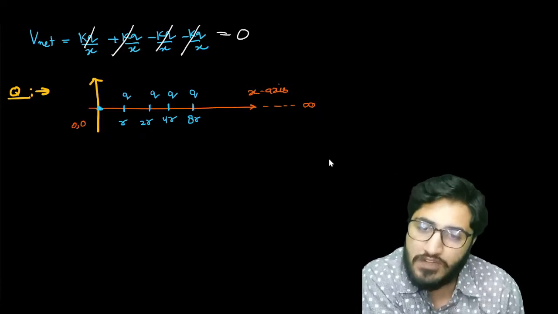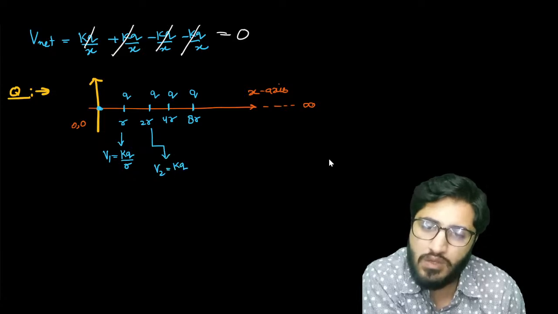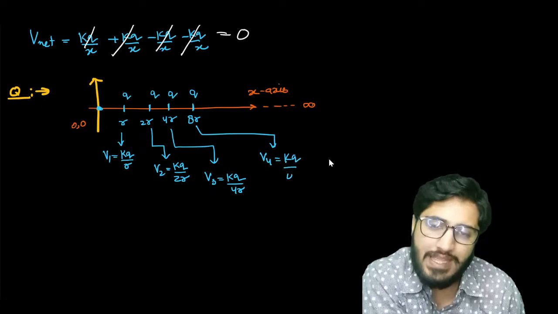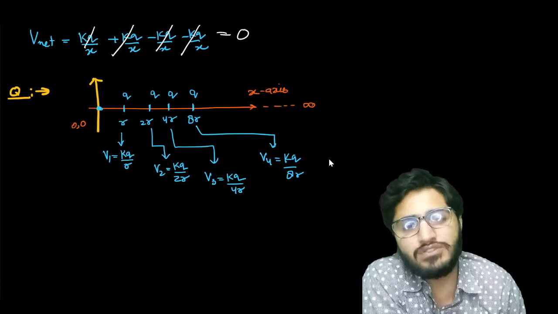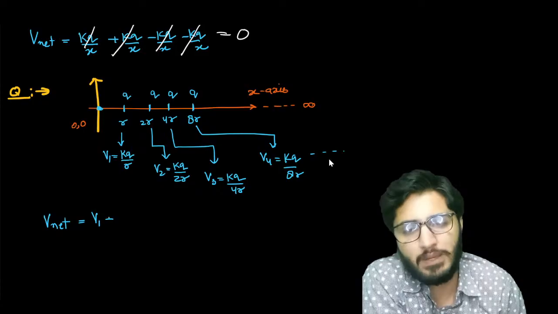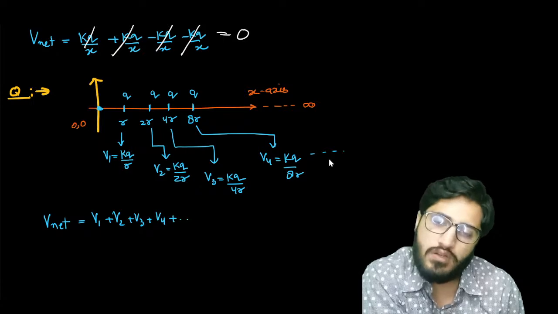So V1 would be KQ divided by R. V2 is equal to KQ by 2R. V3 is equal to KQ by 4R. V4 is equal to KQ by 8R, and so on. What will be V net? I can get V net as V1 plus V2 plus V3 plus V4 plus so on.